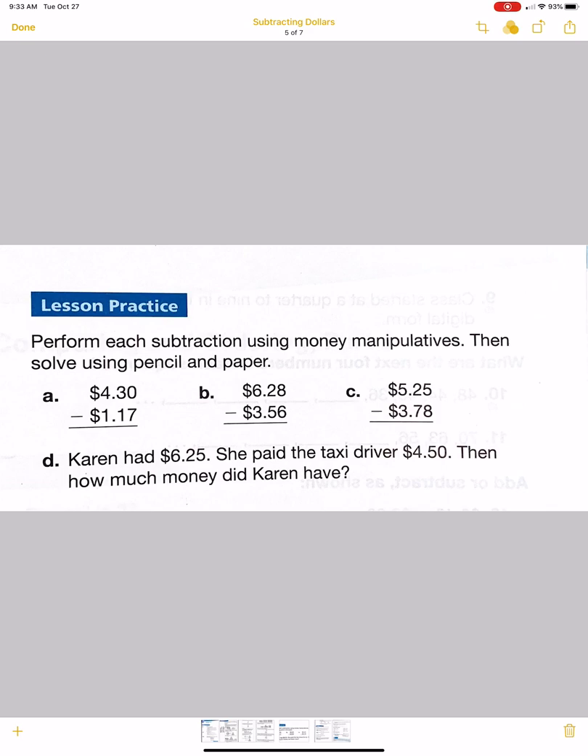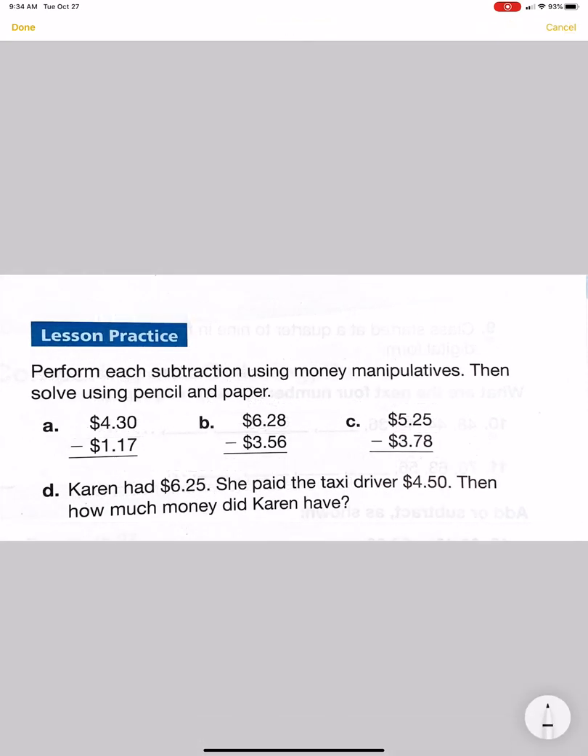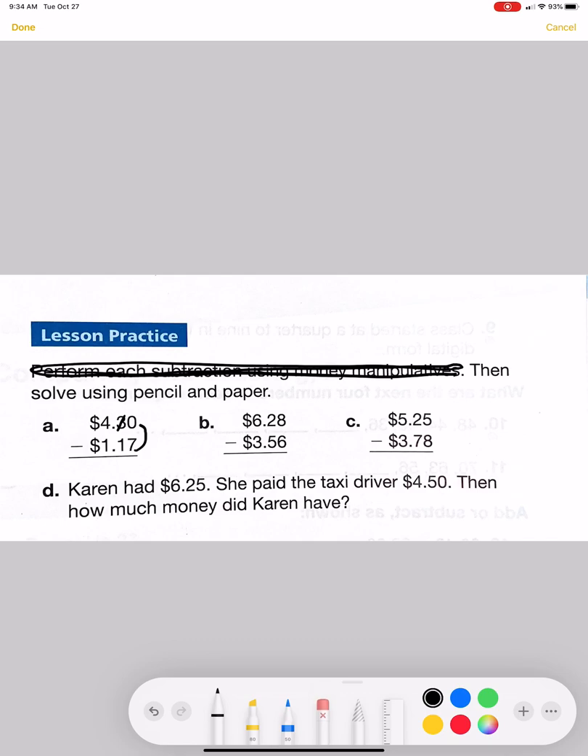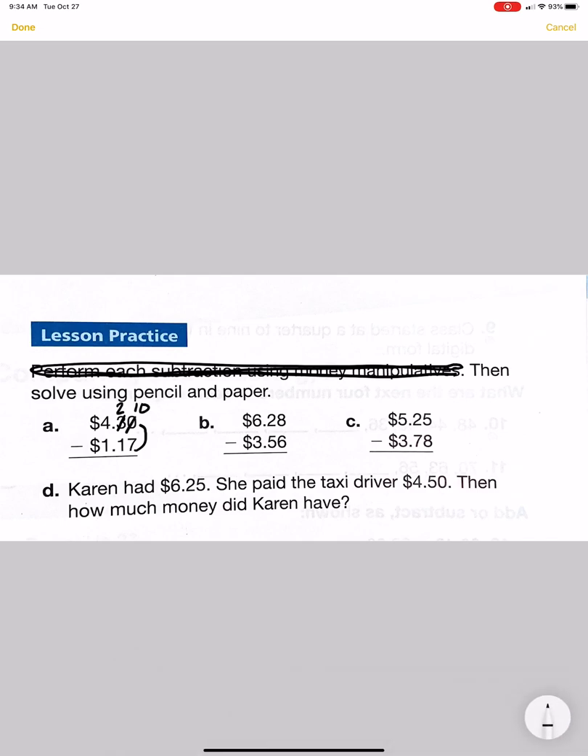All right, we're going to do a couple of examples together. Perform each subtraction using money manipulatives, then solve using paper pencil. I am just worried about solving with paper pencil first. We can use money manipulatives after we are really good at paper pencil. Okay, I cannot take 7 from nothing. Mark out the 3. 3 becomes a what? Becomes a 2. This 0 is a 10, minus 7 is 3, 2 minus 1 is 1, decimal, 4 minus 1 is 3, and dollar sign.